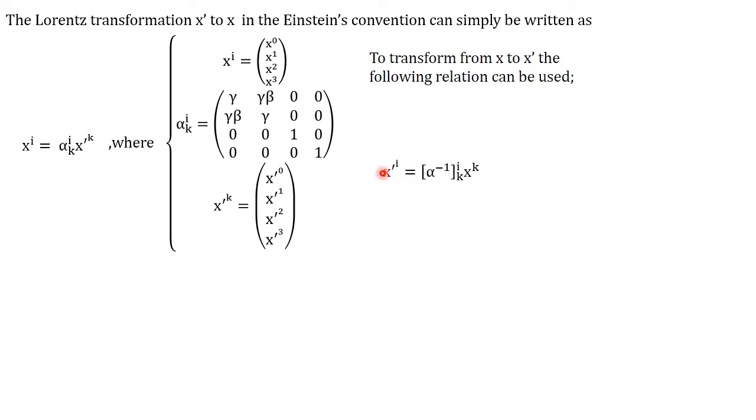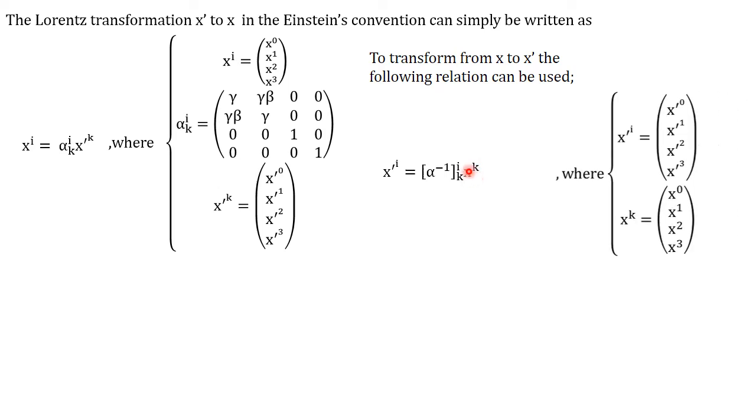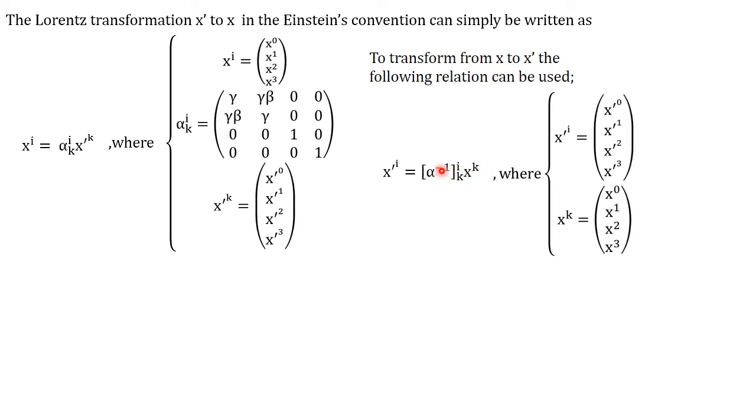So actually, to do the inverse transformation, that's from the primed to the unprimed, we have to use x prime i equals alpha inverse ik times xk. So the inverse of this, because you are trying to make this the subject, you multiply both sides by the inverse, and that's why you have this inverse times the unprimed. So now, how are we going to get this matrix? That's where our point of interest is going to be.